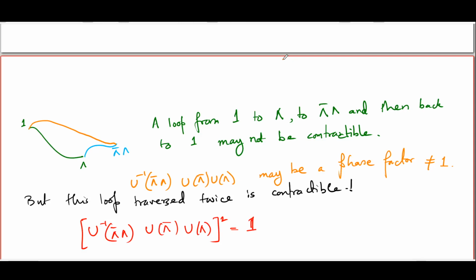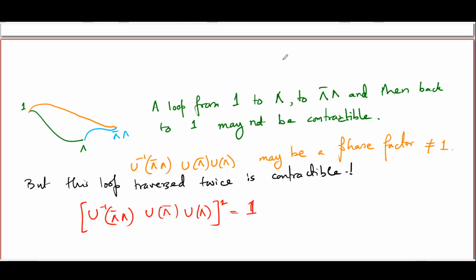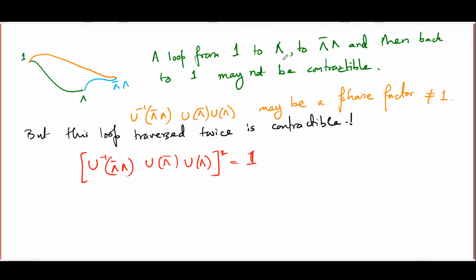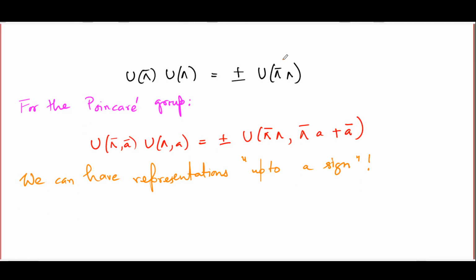So now you end up with this possibility that the phase factor, which is U inverse lambda bar lambda, U lambda bar U lambda, has to square to 1, and therefore the only possible values for the phase factor happen to be plus or minus 1. In other words, U lambda bar U lambda may be either plus U lambda bar lambda, that is, you may have a genuine representation, or it may be minus U lambda bar lambda. So it may be like a representation, but differ from it by a sign.